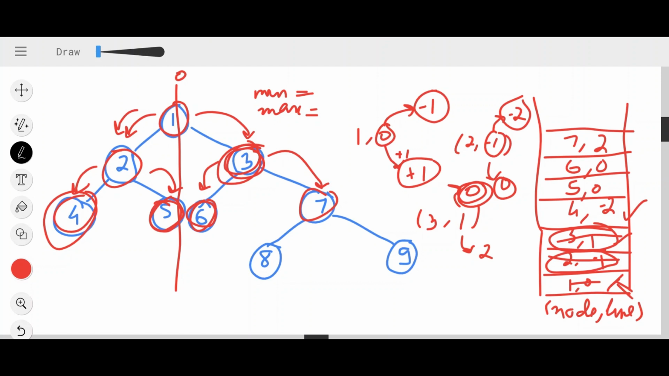Now what is the next element? It is 4 comma -2. Where is 4? It is here. Do we have a left node? No, I don't have. Do we have a right node? No, I don't have. Okay, leave this. Move to the next element.